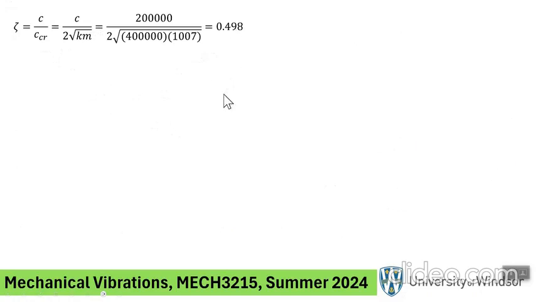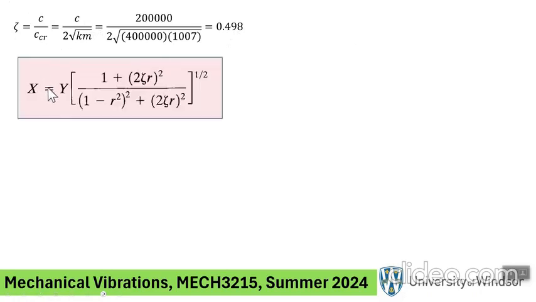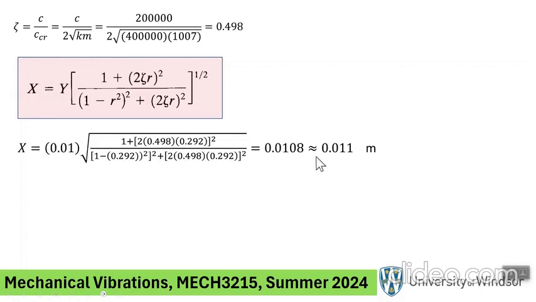And now we go to our good old formula of big X in terms of big Y. Big X over big Y is called displacement transmissibility. We have this formula for it. You know everything, and you get 0.011.